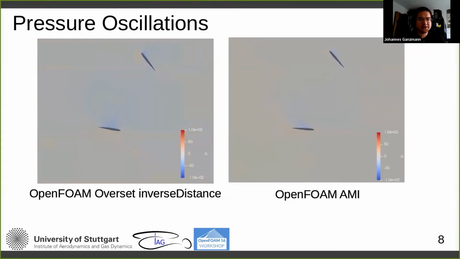Another issue that I talked about is the pressure oscillations that are happening. We can see on the left is OpenFOAM overset, on the right is AMI, and the pressure is quite inconsistent on the left side, whereas on the right side we can see it's very stable. This effect can be seen as well in the forces that I've plotted here.